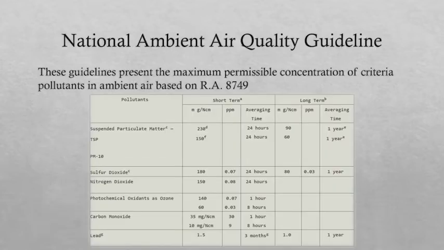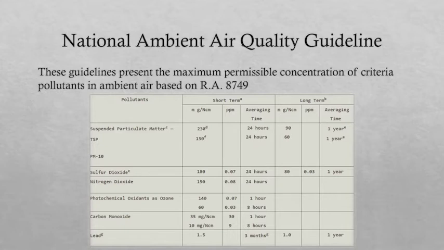Here is the provided National Ambient Air Quality Guideline based on RA 8749 and its implementing rules and regulations. Here we can see some concentration values for the criteria pollutants both in the short term and the long term. These are the maximum permissible values of the criteria pollutants. If you are exposed to values of the pollutants that are presented in this guideline, that means that those concentrations are already hazardous. We have here PM10, sulfur dioxide, nitrogen dioxide, ozone, carbon monoxide, and lead.